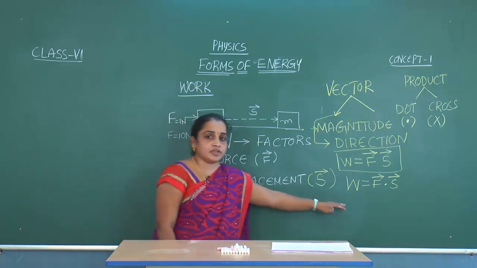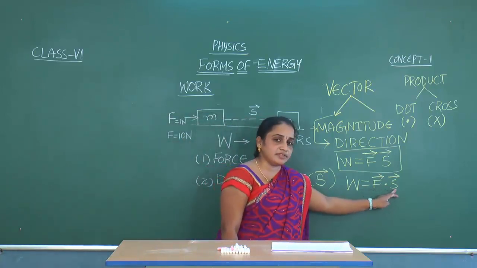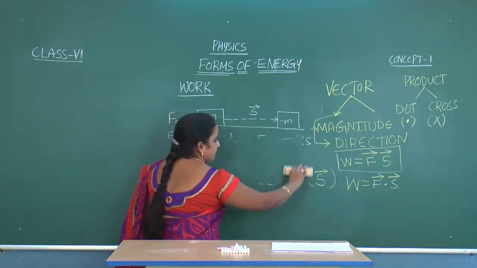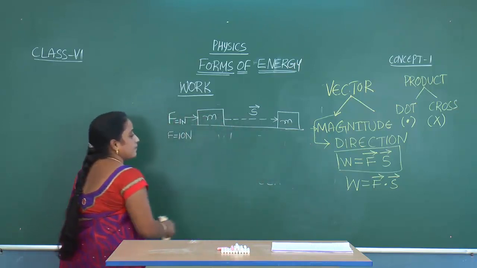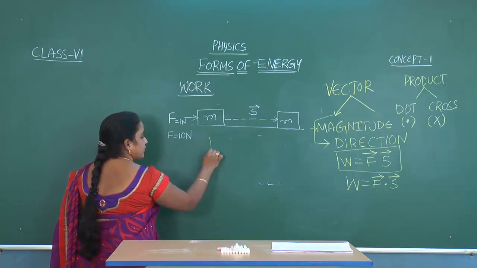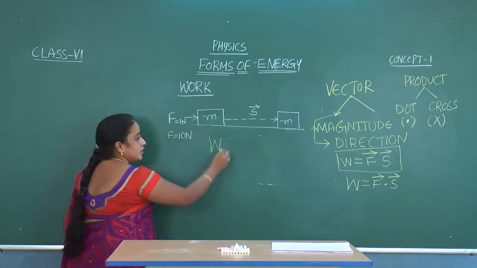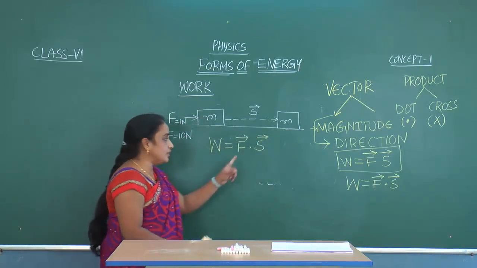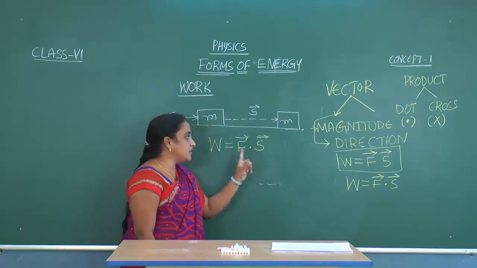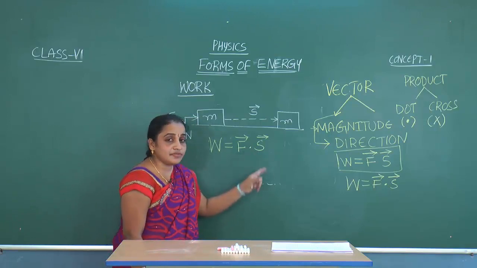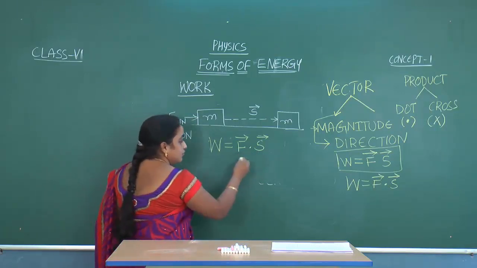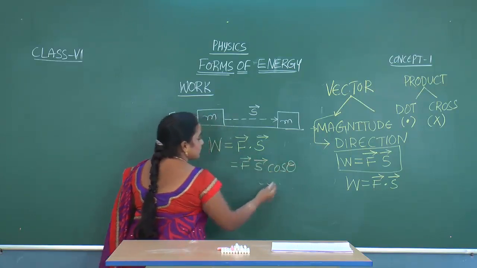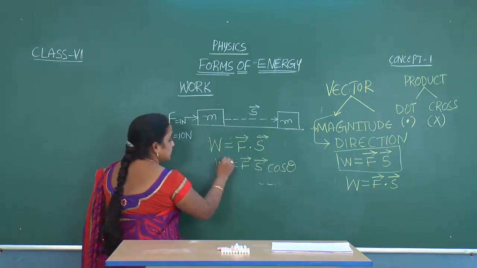So if you remove the dot between force and displacement, what happens? That we are going to know. Work done is equal to F bar dot S bar. Now I'm going to remove the dot. When I remove the dot, I should represent the component of the force. Here the component of the force is F bar S bar cos theta. That is the work done.